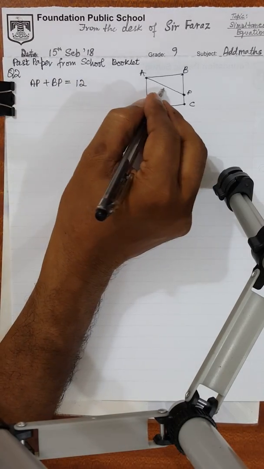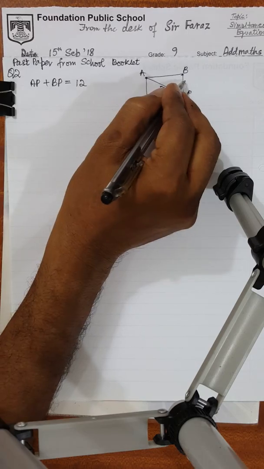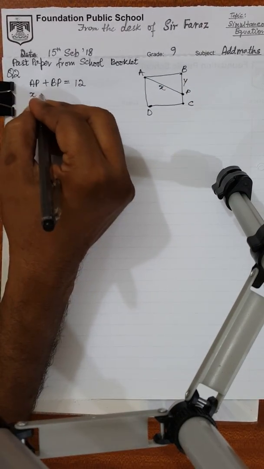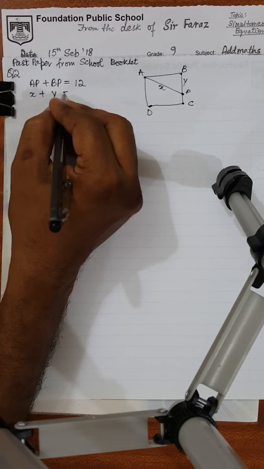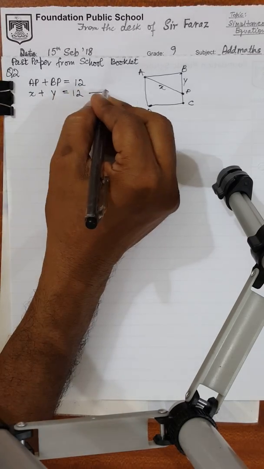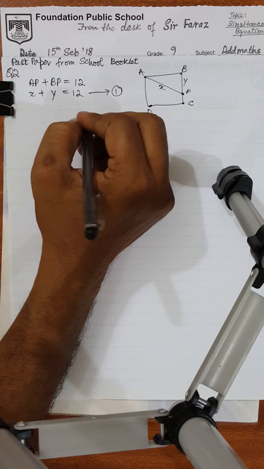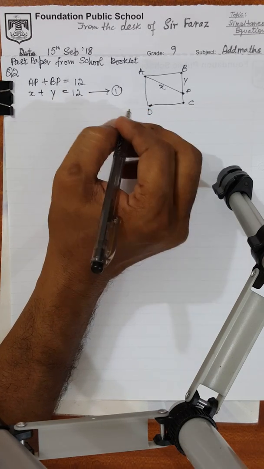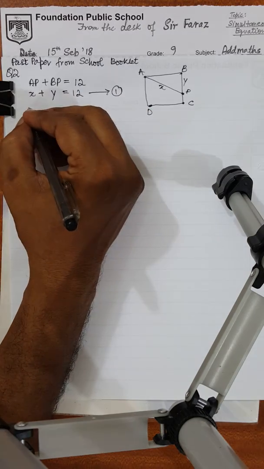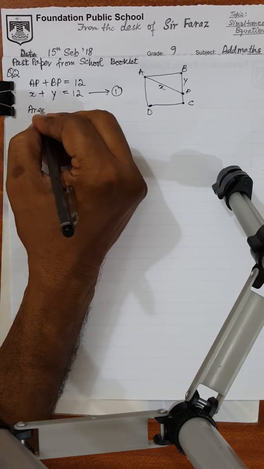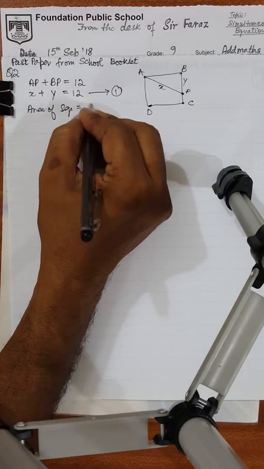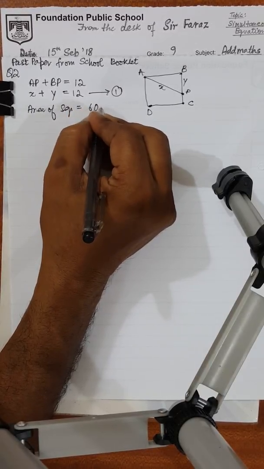And AP is x, BP is y. This is also given to us. So let's put these values. x plus y equals 12. This is our equation number 1. They're also giving us the area of the square, 60 meters square. Now let's write it out. Area of square equals 60 meters square.